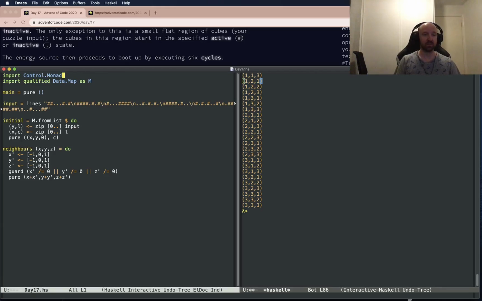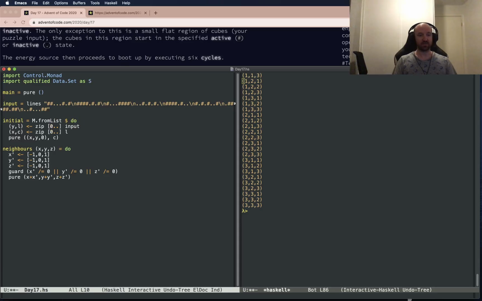Looks right to me. So now the values to consider, the values for which we need to recompute the state, are all of the neighbors of all of the active nodes. So in fact, we don't need to keep a map from yes to no. We just need to keep a set of the ones that are active. Maybe let's do that. So instead of map, let's have S.